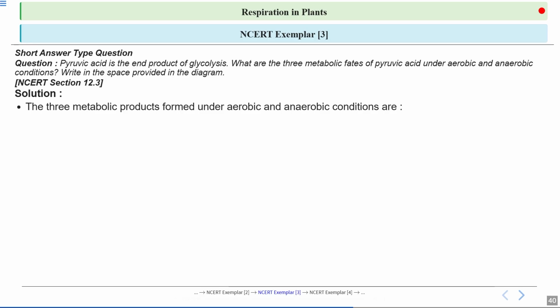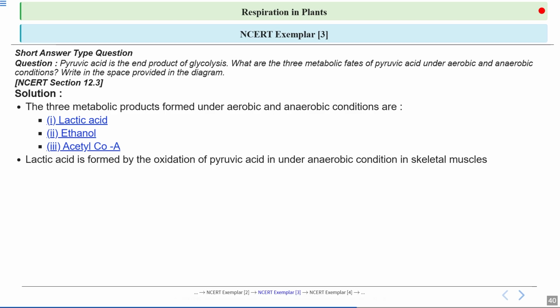So let us look at the three metabolic products which are formed under aerobic and anaerobic conditions. The first is lactic acid. This is produced in animal muscles during intense activity when oxygen is low. Second, it is ethanol. This is produced by yeast and some bacteria in the absence of oxygen. And the third product is acetyl coenzyme A. This is formed when oxygen is present, allowing the cell to fully extract energy from glucose.